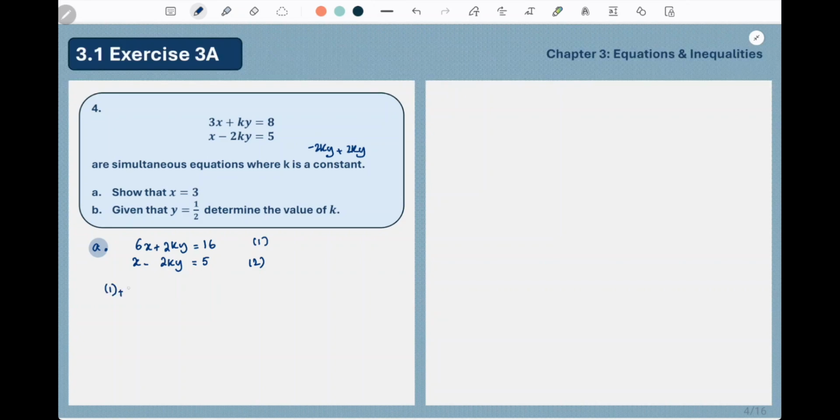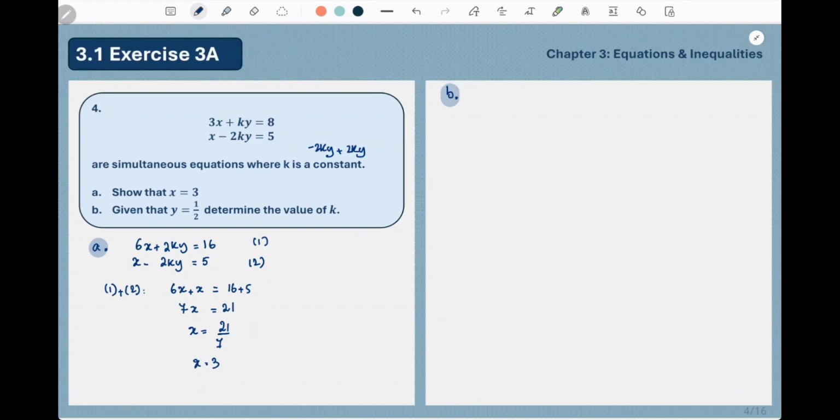So 1 plus 2 will give us 6x plus x, and these two added together is simply 0, so it's nothing. And 16 plus 5 is 21. This is 7x, and x is 21 over 7, which is eventually x equals 3. And as required, we've proved that x is equal to 3. See, simple.